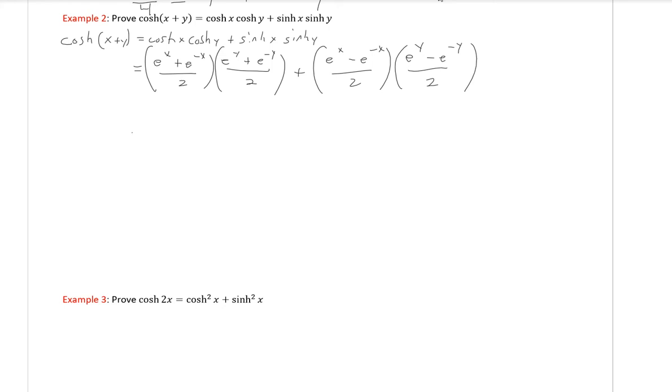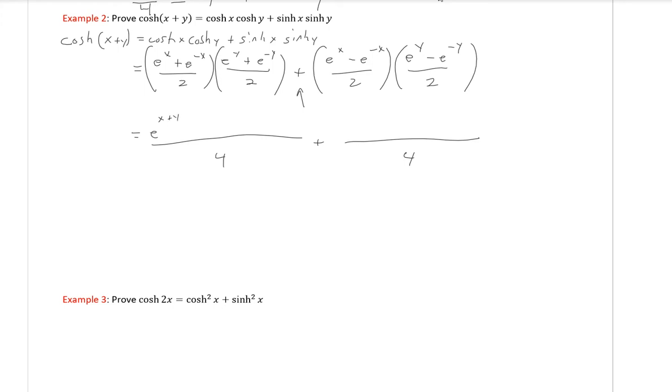Okay. Now, what I need to do is I'm trying to establish cosh of x plus y. So what I'm going to have to do is start to multiply these together before I can add them all. So the first one is all going to be over 4, so that's easy. And the second one's also going to be all over 4, so that's easy. But when I try to FOIL these, I get e to the x times e to the y is e to the x plus y.